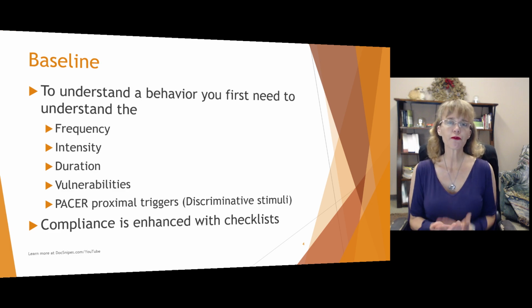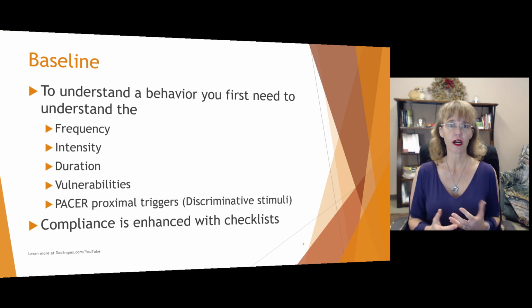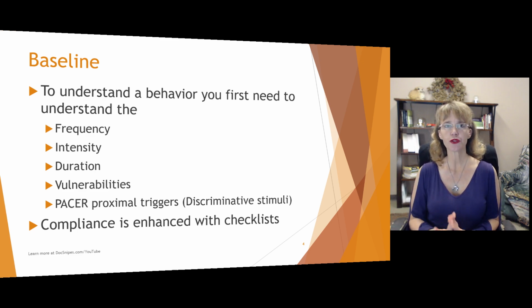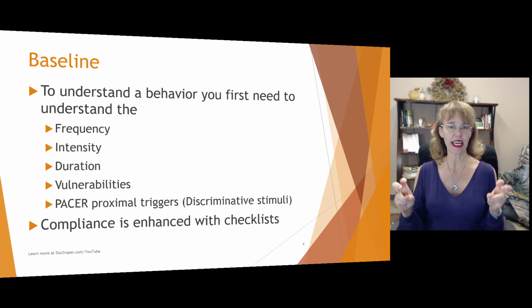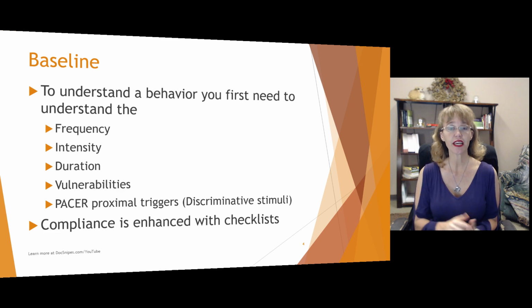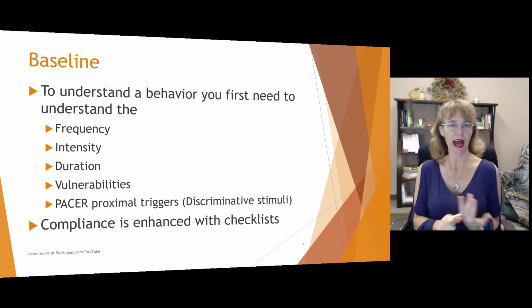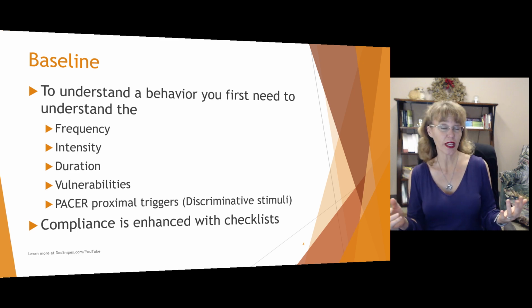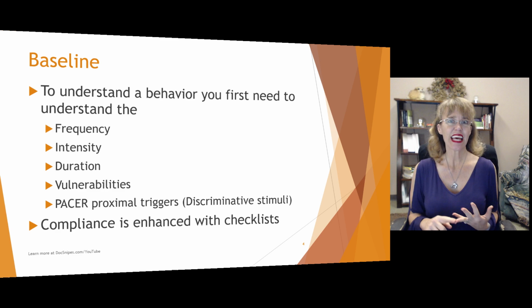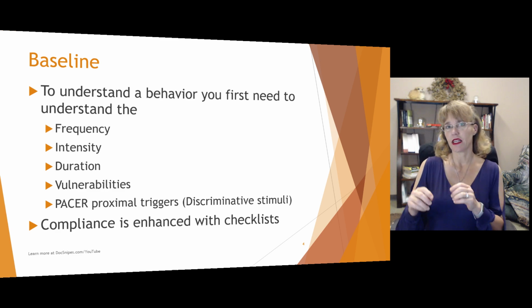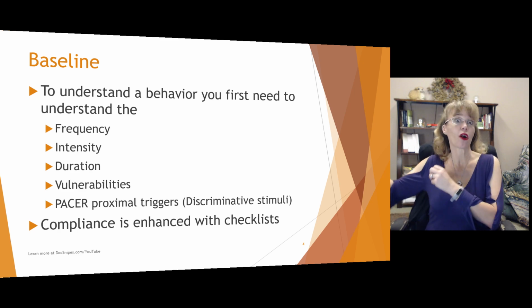So the first thing we want to do when we are trying to modify a behavior is to figure out what we're working with. And we do this by starting to gather what we call baseline data. To understand a behavior, you first need to understand the frequency, how often it happens. It can be how many times per hour, per day, per week, you get the point. The intensity of it, and is it a little bit, is it a medium amount, or is it a whole lot?